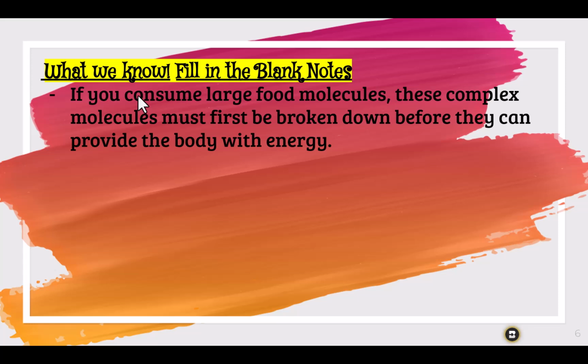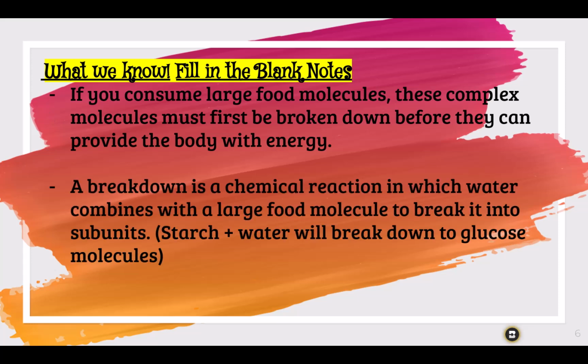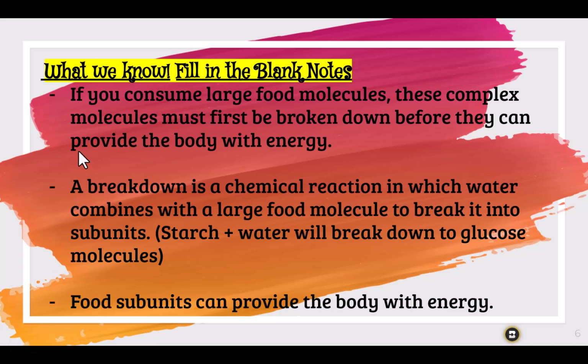Okay, first point. If you consume large food molecules, these complex molecules must first be broken down before they can provide the body with energy. Next bullet point. A breakdown is a chemical reaction in which water combines with a large food molecule to break it into subunits. Starch and water will break down into glucose molecules, for example. We also know that food subunits can provide the body with energy. Again, pause the video if you need to while you are filling in your notes.